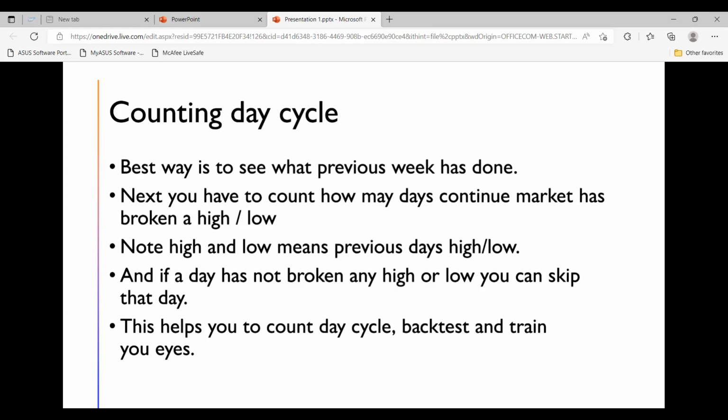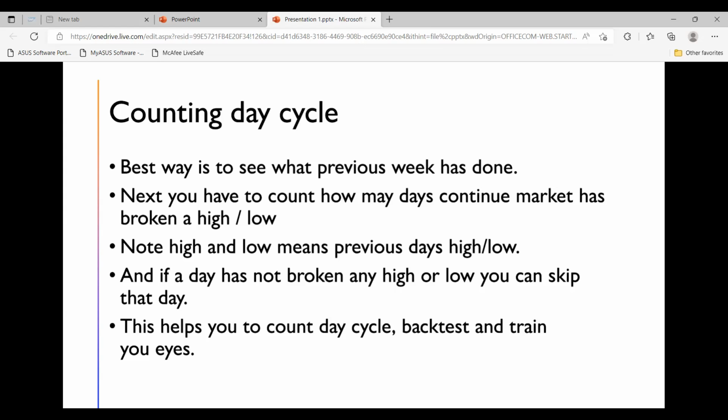Next you have to count how many days continue, how many days the market has continued to break either lows or highs. I have a very perfect example of that day cycle. Note, high and low means the previous day's high and low, not a session's high and low. You have to calculate it by proper daily high and low, not a sessional high and low, right?